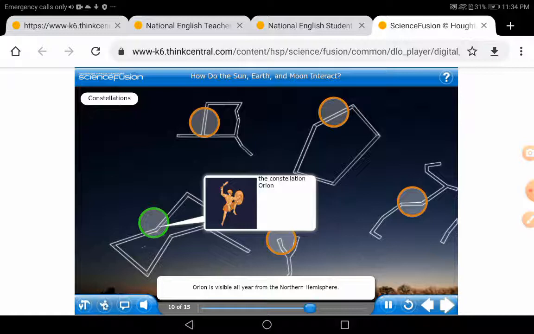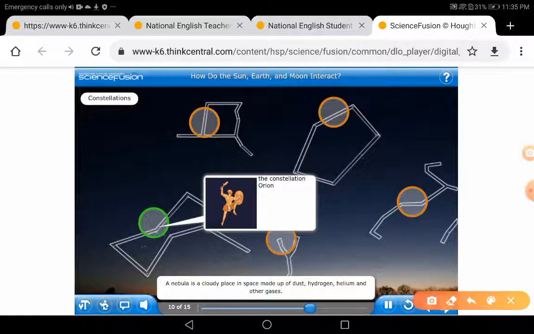Orion is visible all year from the northern hemisphere. However, it is easiest to find during winter. The middle star appears blurry. But if you look at Orion with a telescope, you might notice that this star is really a cluster of stars within a nebula. A nebula is a cloudy place in space made up of dust, hydrogen, helium, and other gases. Stars are born in nebulas.